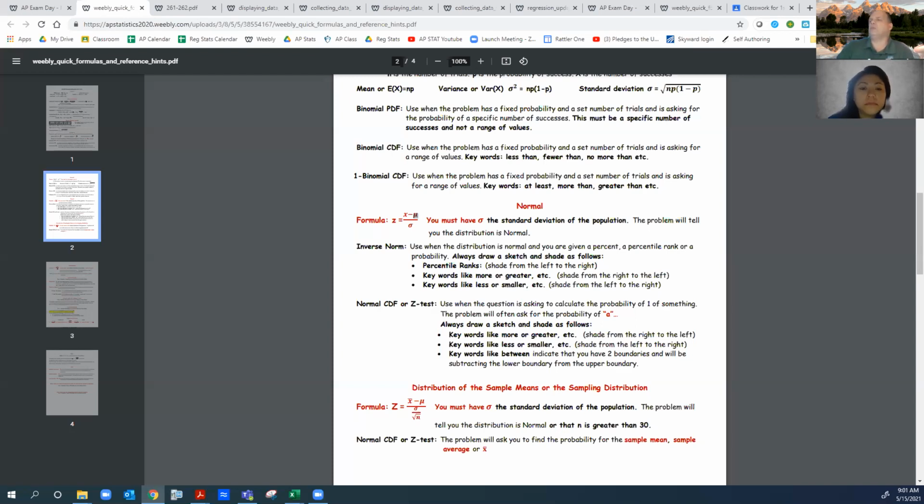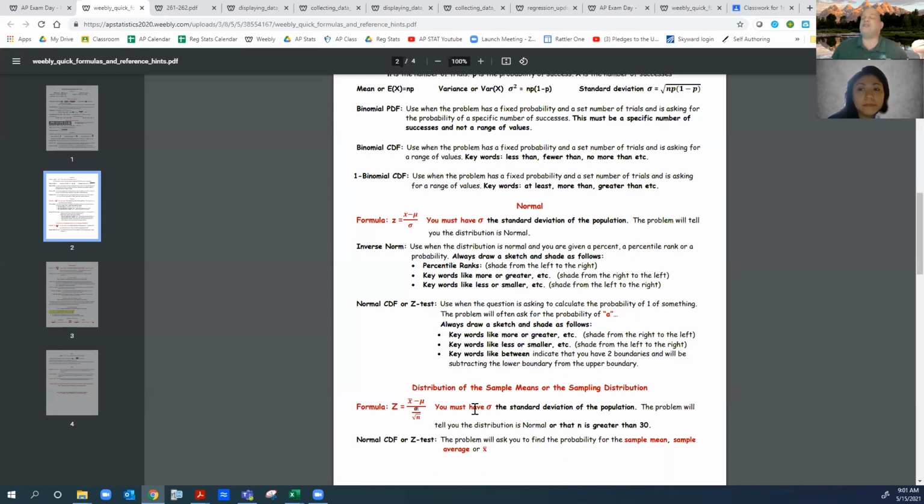Now there's a difference between this formula and this formula. Here, we're dealing with averages, but once again, we still have the standard deviation of the population. Well, how do I know if I'm dealing with an average? Typically they will say that it was an average, but if they don't, you're going to see the word group, or you're going to have a sample of more than one.